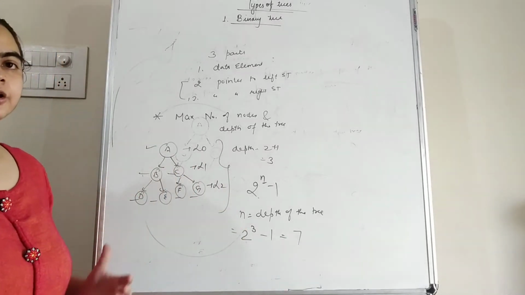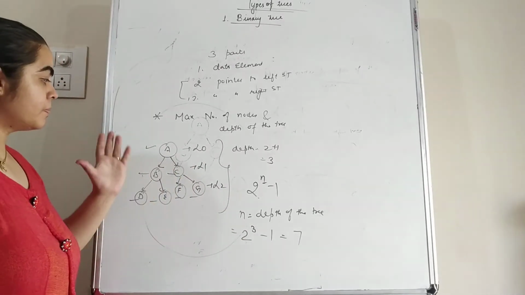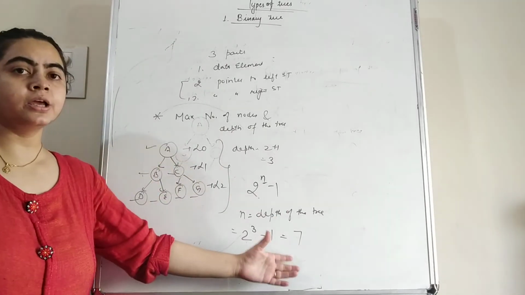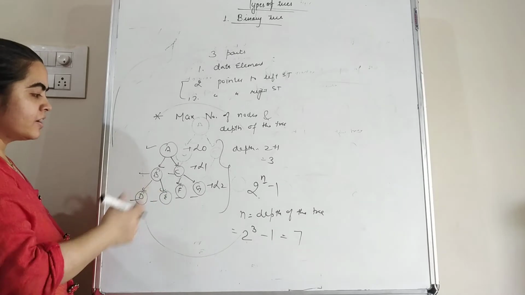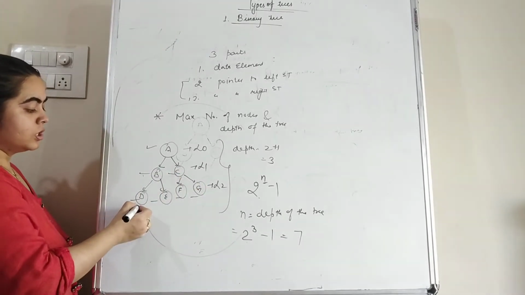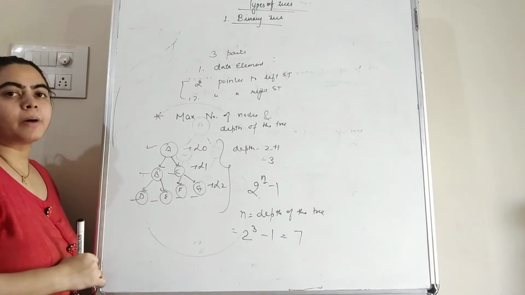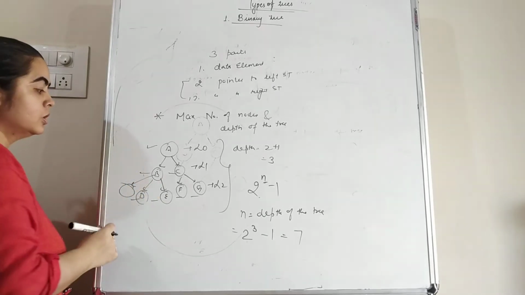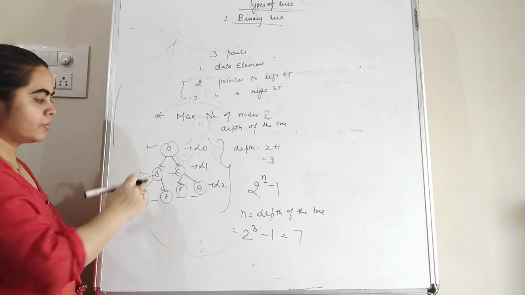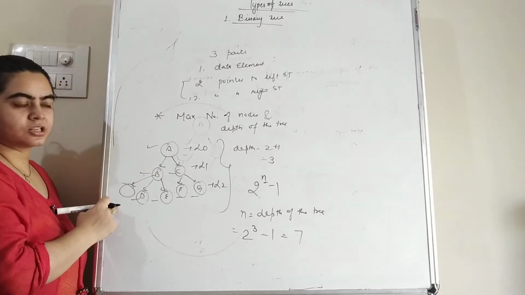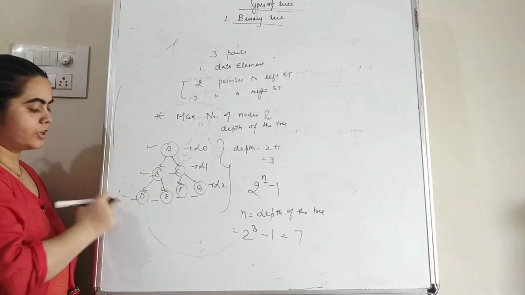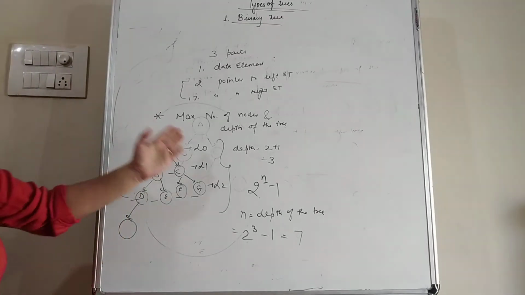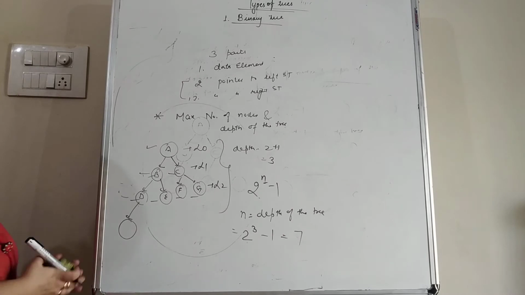Minimum nodes we can use with any number, but maximum nodes in order to complete this binary tree are only 7. If we are adding one more node here, then that is not a binary tree, because for this node now the degree is 3, so this is not the binary tree. Or if we are adding any one node here, so again this is not the binary tree.